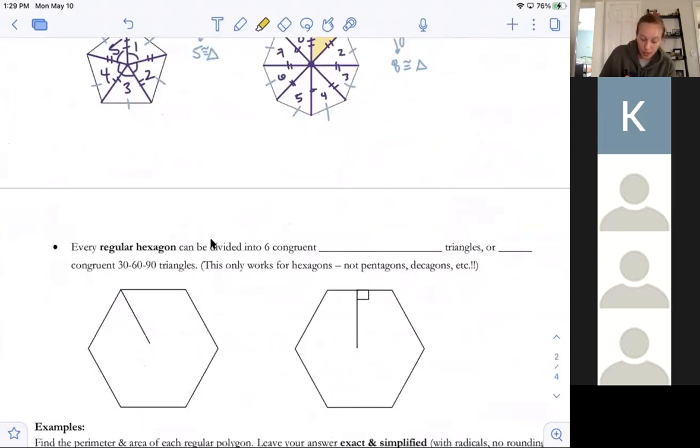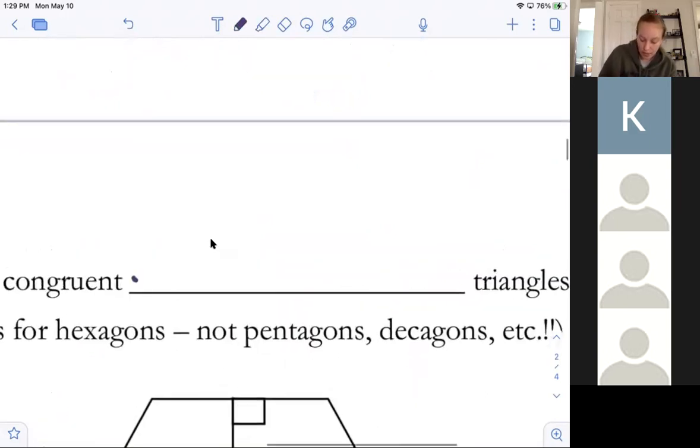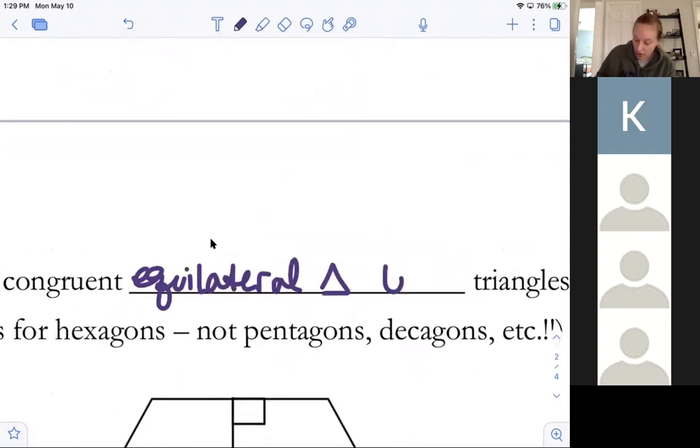Now, the one that we're going to do a lot of practice with is a hexagon. The reason a hexagon is special is because it can be divided into 6 congruent equilateral triangles. And we know those little equilateral triangles are 60, 60, 60.